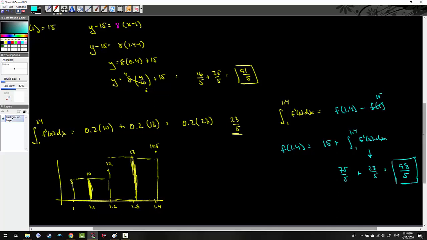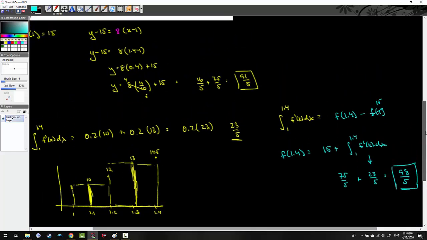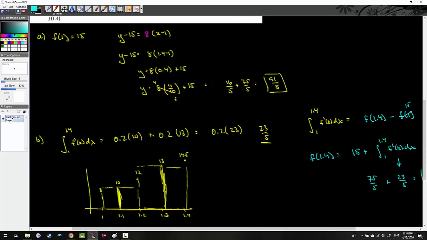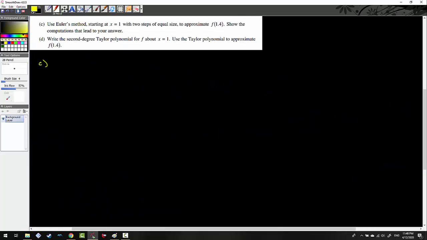All right, let's see if I can't scroll down here a little bit more. In fact, I'm running out of space, so I think I'm going to delete some of this stuff, and then I will go ahead and move on to part C. Part C is asking us to use Euler's method starting at x equals 1 of 2 steps of equal size to approximate f of 1.4. So here we go again. We're approximating f of 1.4 in a slightly different kind of way.